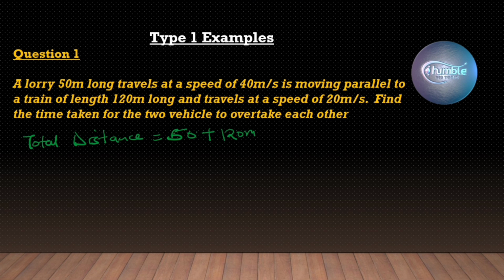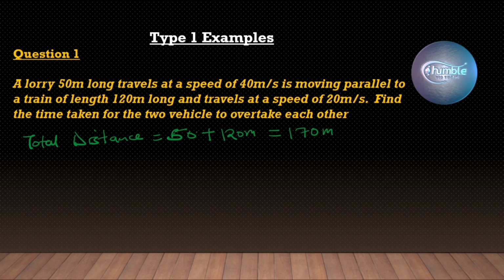Now, in this case, we are just given the length of the vehicles and are not told how far apart they are. So therefore, we are going to assume that the distance between them is the sum of the lengths of the two vehicles. So this gives us what? 170 meters.